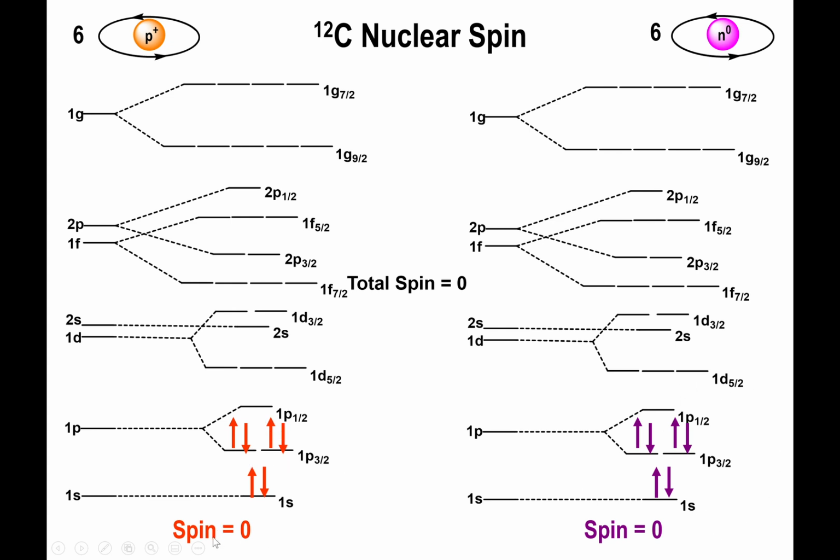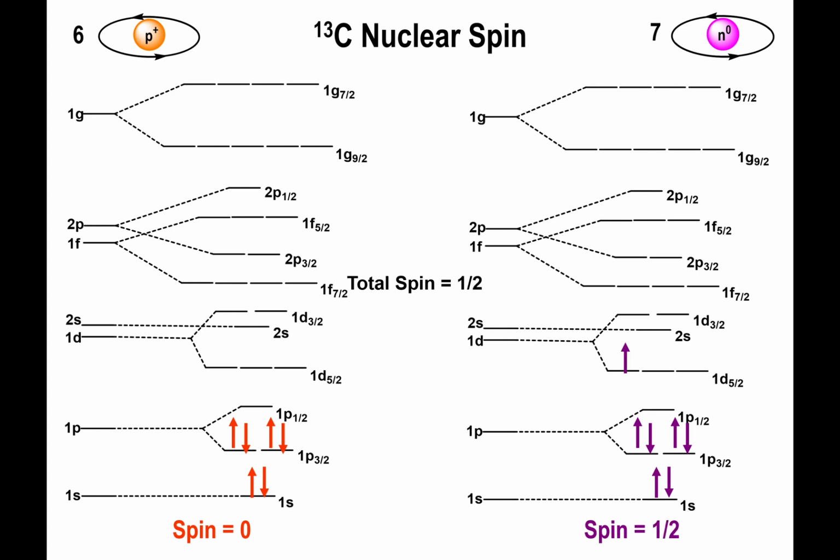So you end up with no spin for the proton boxes, no spin for the neutron boxes, because they all cancel out. You have full upspin, downspin boxes in each case. So what ends up happening is that carbon 12 doesn't have a nuclear spin, and because it doesn't have a nuclear spin, it cannot create its own magnetic field, and so we don't really observe an NMR spectrum for carbon-12.